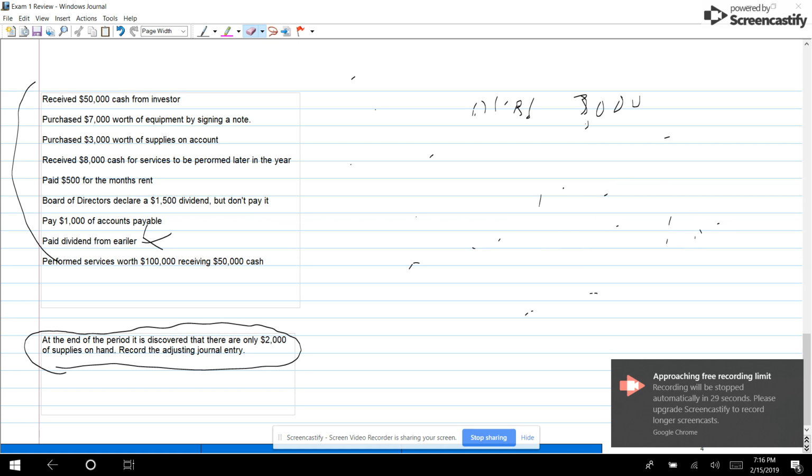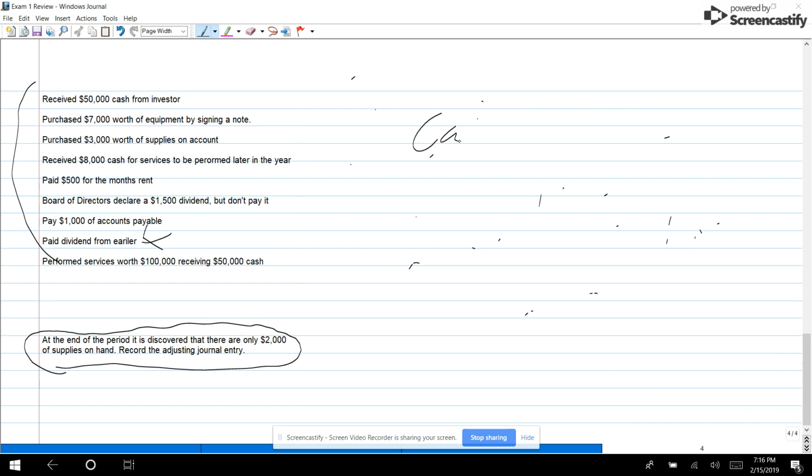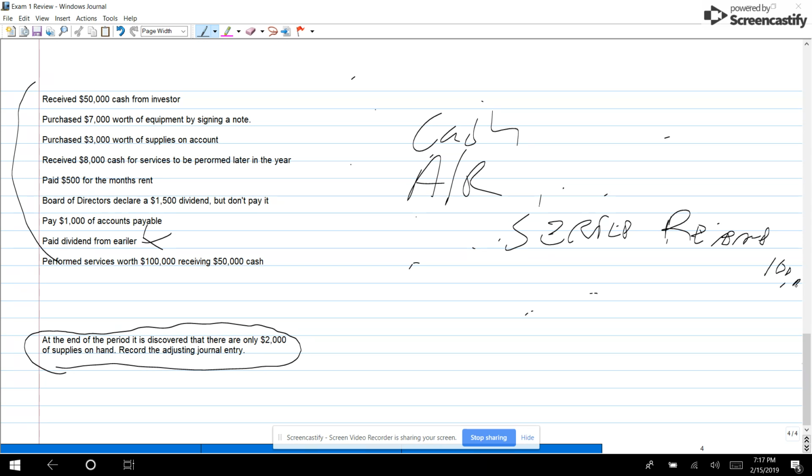Oh boy, I'm running out of time again. So this last one, we perform the services. We only get half the cash. So cash, accounts receivable, we're going to have two debits. You can have more than one debit or credit as long as the total debits and credits equal. So this is 100,000, 50,000.